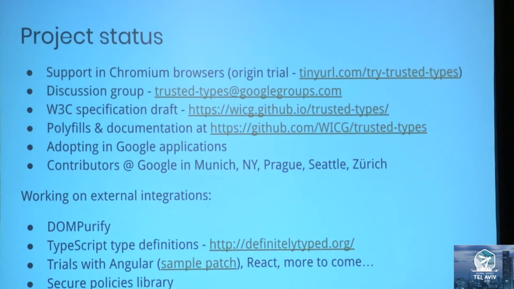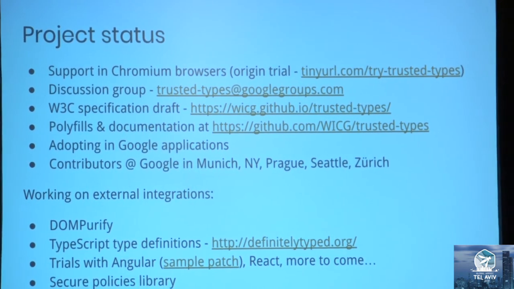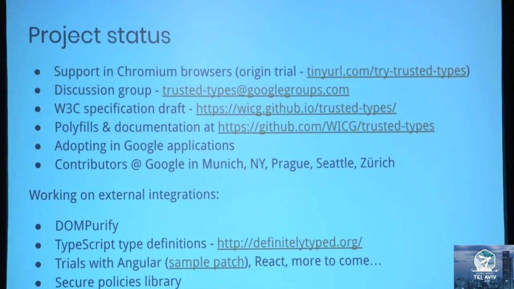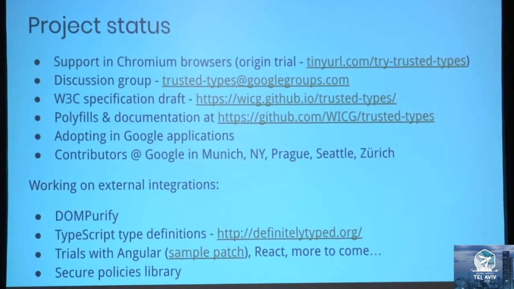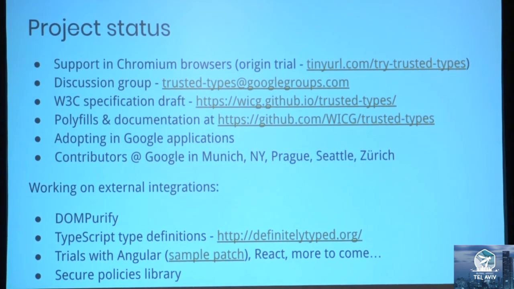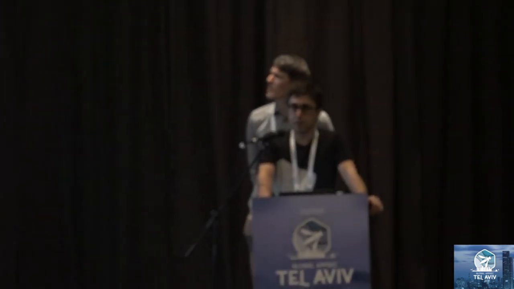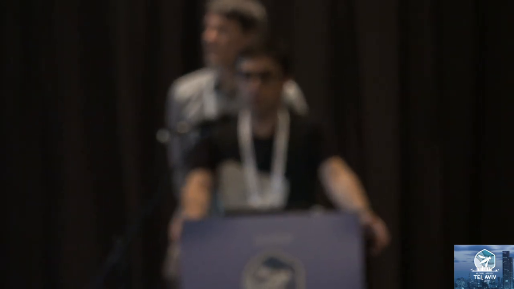There's a polyfill for other browsers. The code is on GitHub. We are adopting this approach to Google applications. It works promisingly well for now. And internally in Google, we have a whole team working on adopting and creating the API. And we're working on external integrations. DOM Purify is already integrated. So DOM Purify, if the Trusted Types API is available, will produce trusted HTML values. So you get the support for free.